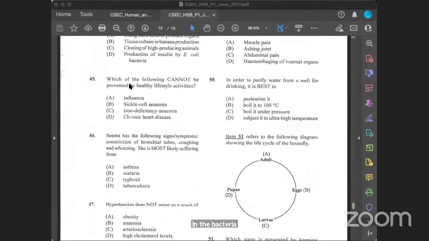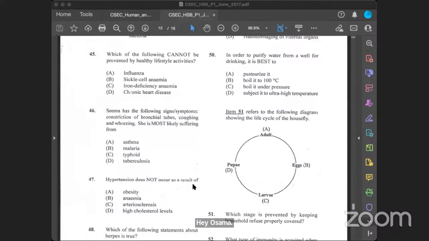Which of the following cannot be prevented by healthy lifestyle activities? Sickle cell anemia. Sickle cell is hereditary, right? So you can't prevent that by running. Next. Which of the following does she have? A. Asthma. Good. Hypertension does not occur as a result of what? Anemia.